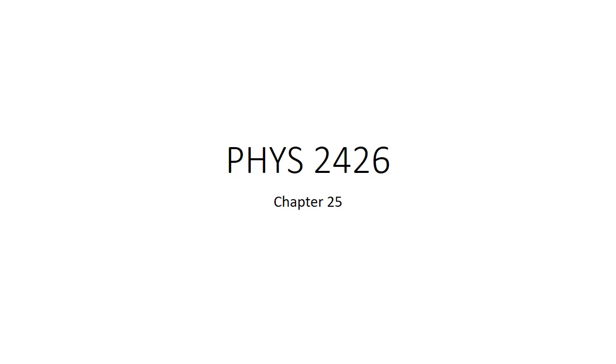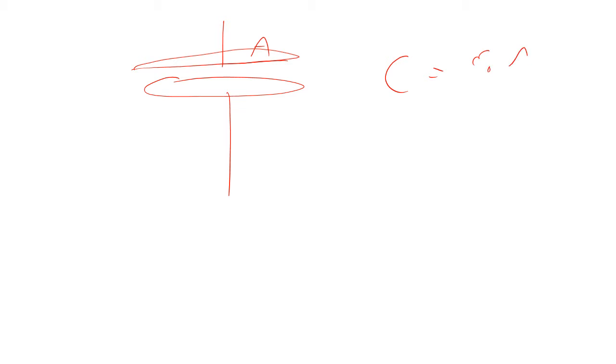Now here's an interesting idea. What if we had a parallel plate capacitor? So we have this right here, and it's got some area, and so we know the capacitance is epsilon naught A over D. Now, what would happen if we were to break the parallel plate capacitor here so that this is 2/3 A and this is 1/3 A?